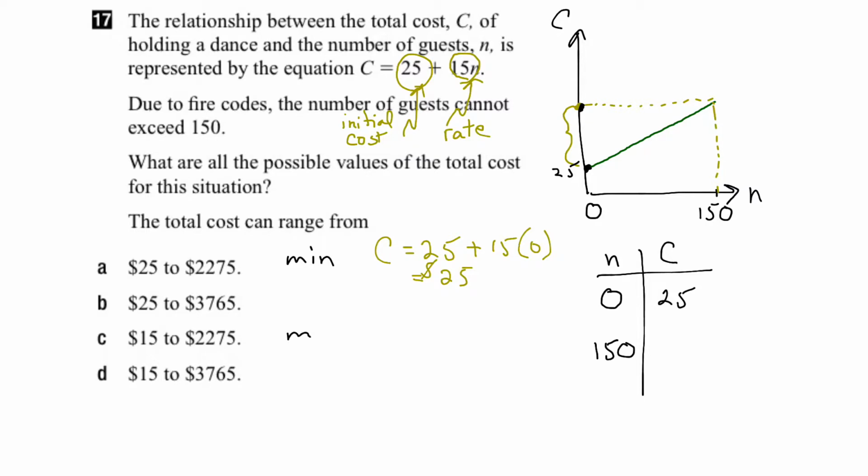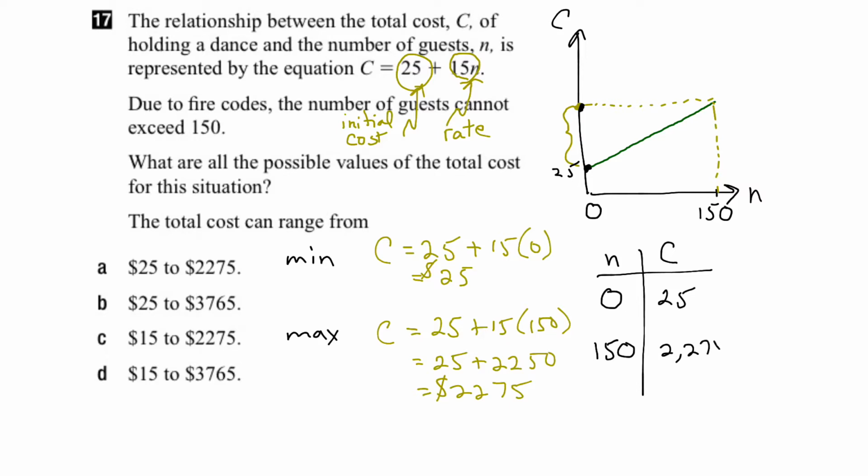Now let's work out the maximum. Again, substitute 150 this time into our cost equation, so 25 plus 15 times 150, which would be 25 plus 2,250. Add those two together, we get 2,275. So our maximum cost would be 2,275, and that would be this point right here, 2,275.